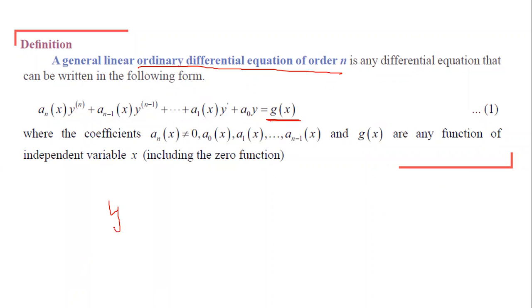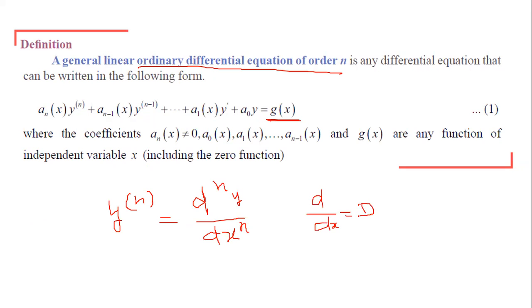Where y power n is not y to the power n, it is y of order n. That means it is d power n y by dx power n. In case I write d by dx as capital D, then what is the general form of the ordinary differential equation?